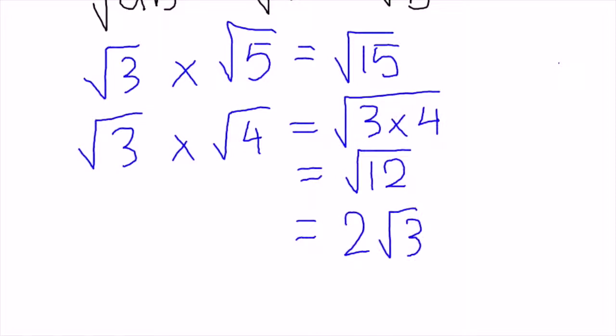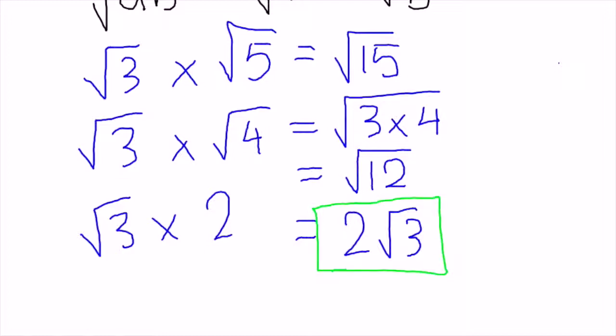But this can also be seen as root 3 times root 4 is equal to root 3 times 2, as root 4 is equal to 2. So it is also giving us the answer of 2 root 3. So now let's move on to another example.